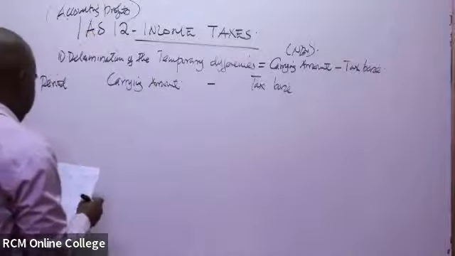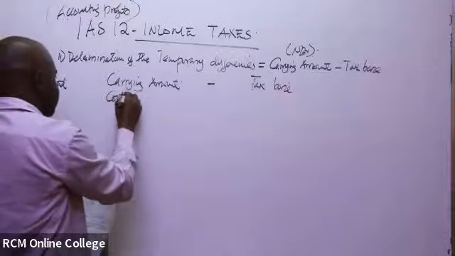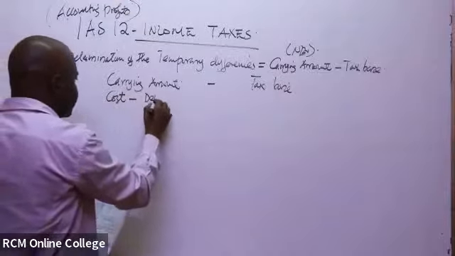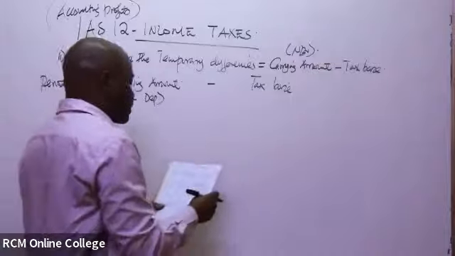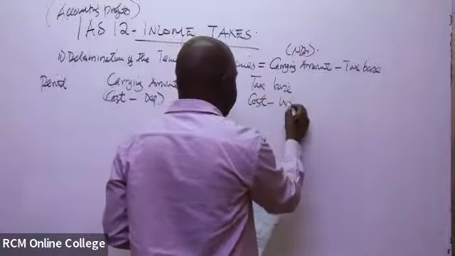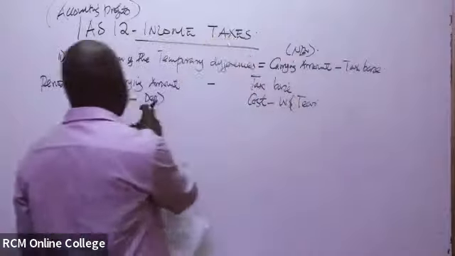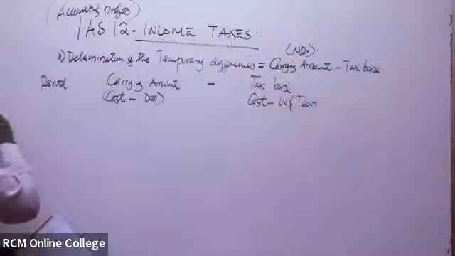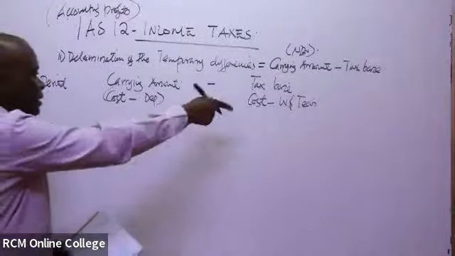But of course, in this case, we've said that the carrying amount will be the cost of the asset minus the depreciation. Our tax base will be the cost minus the wear and tear, because the language the taxman understands is wear and tear, not depreciation. When determining the taxable profits, we added back depreciation and less the wear and tear.